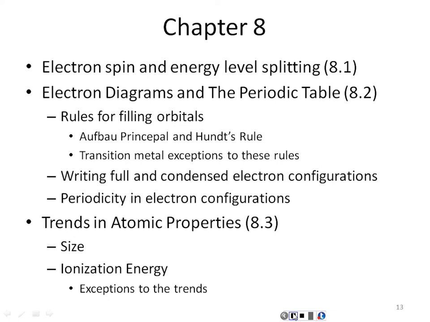I would highly recommend that while you're going through this lecture, you keep a copy of a periodic table close to you, because everything will make much more sense when you view this with the periodic table. And finally, Section 8.3, we're going to talk about trends in atomic properties, and most importantly, atomic size and ionization energy. And there are some important exceptions to the trend of ionization energy that we're going to talk about.